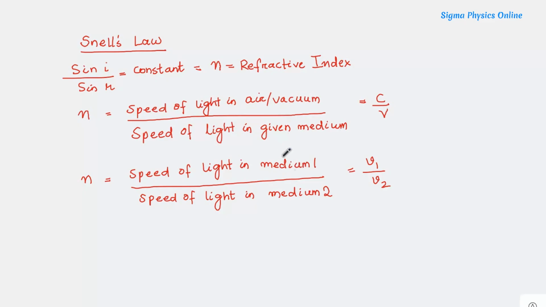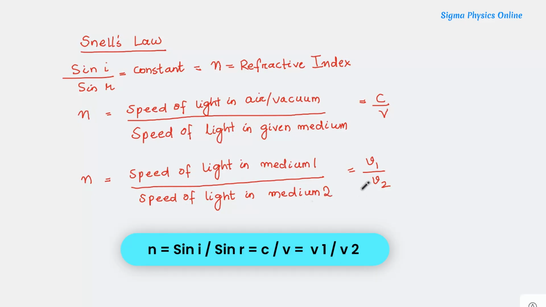But if light is entering from one medium to another where the first medium is not air, then this formula can be written as: the refractive index of the second medium is equal to the speed of light in medium 1 divided by the speed of light in medium 2, that is v1 by v2, where v1 is the speed of light in medium 1 and v2 is the speed of light in medium 2. So this is all about Snell's law.